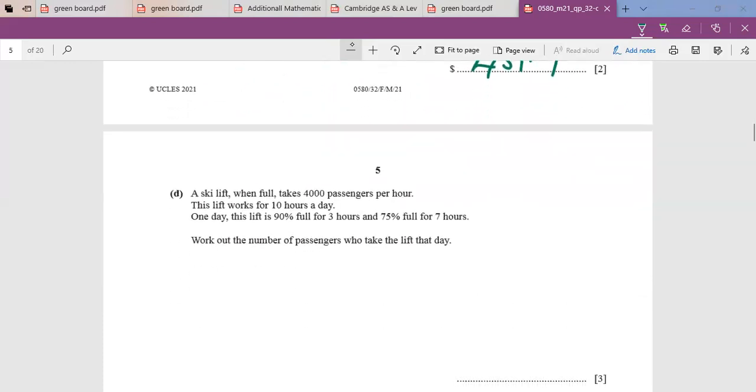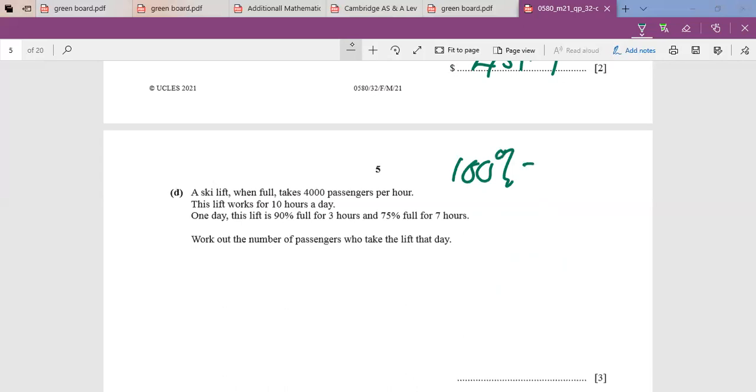A ski lift, when full, at 100%, takes 4,000 passengers per hour. This lift works for 10 hours a day. One day, the lift is 90% full.